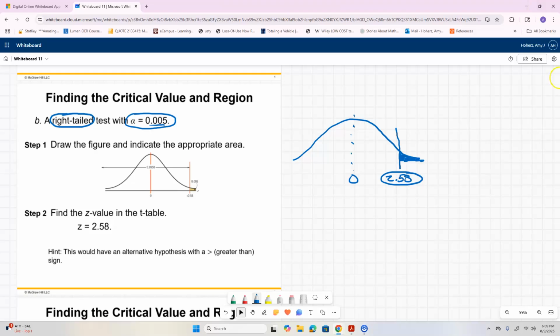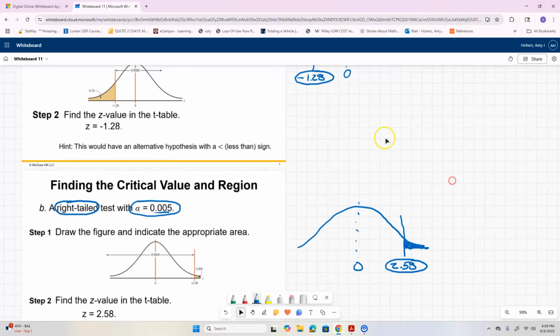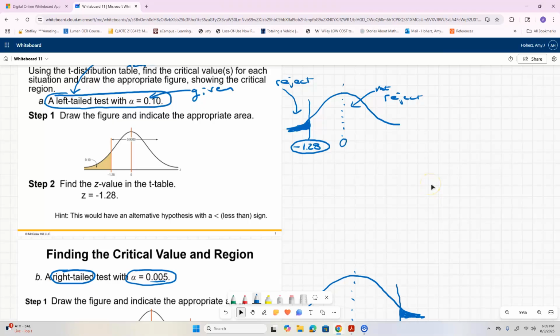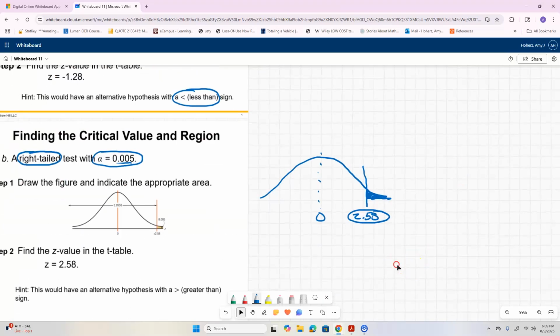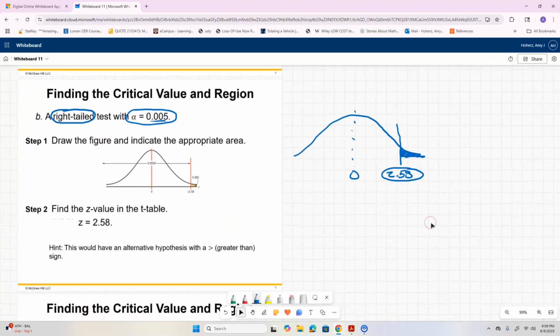Oh, and also, if you look up here, I mentioned that this one, because it's left-tailed, that would have been one of those alternative hypotheses with a less than sign. Here, this would have been an alternative hypothesis with a greater than sign, because it's a right-tailed.